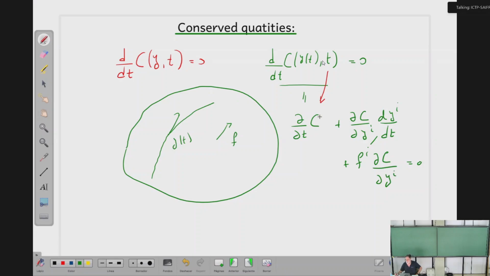So for instance, in the case that this doesn't depend explicitly on t, this is 0, and that tells me that the gradient of c has to be orthonormal. This is a covector, in the sense we study, and this is a vector, and it says that this contraction is 0.